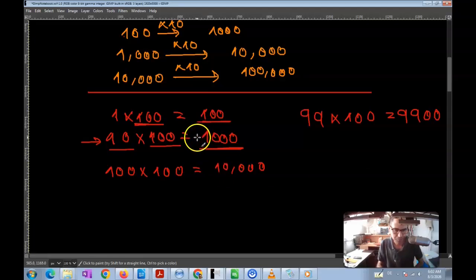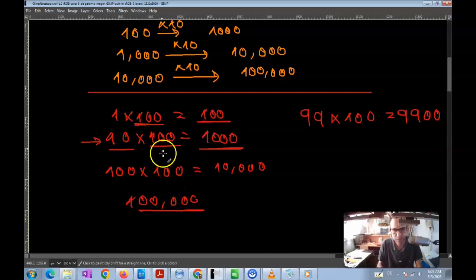Now, by the same logic, when you multiply a number by a factor of 1,000, 3 zeros are added. By a factor of 10,000, 4 zeros are added. By a factor of 100,000, 5 zeros are added, and so on and so forth. So that's how multiplying by a factor of 10 or 100, or whatever, works.